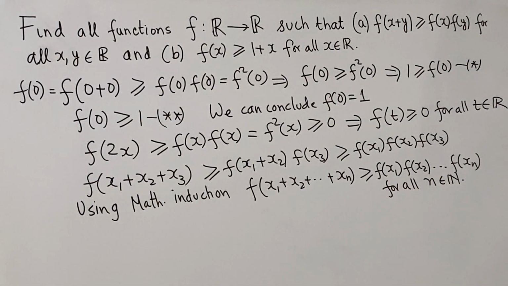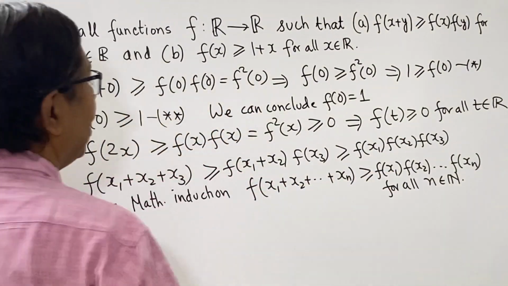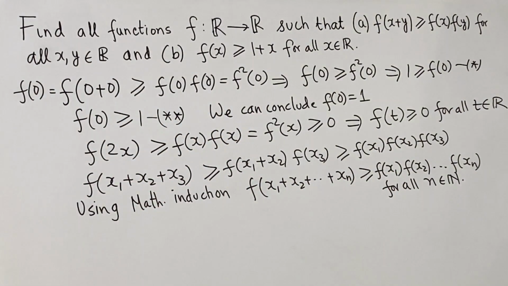So we have got three very interesting results till now. One is f(0) is equal to 1, the second is f is non-negative, and third is that f of x1 plus x2 plus up to xn is greater than or equal to f(x1) into f(x2) into up to f(xn). So let's use this further.